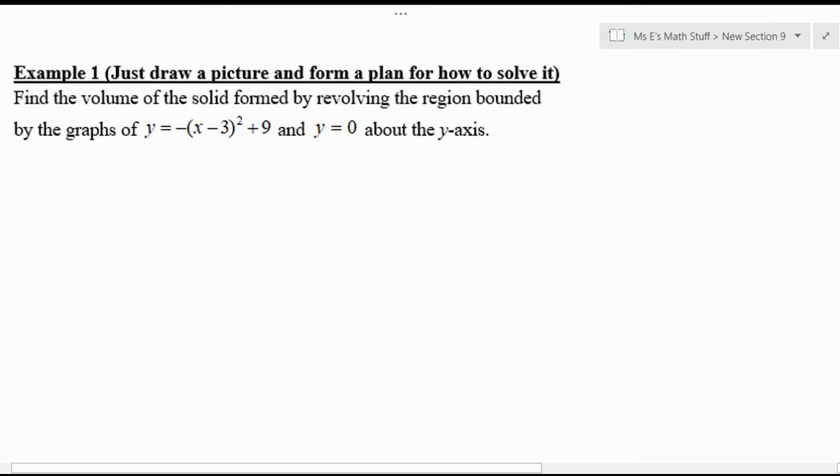All right, my friends, let's go ahead and take a look at the picture here. Let's see. So we've got, where do I want to draw this? How about over here? Okay. So we have a parabola opening downward. Vertex is at the point (3, 9).